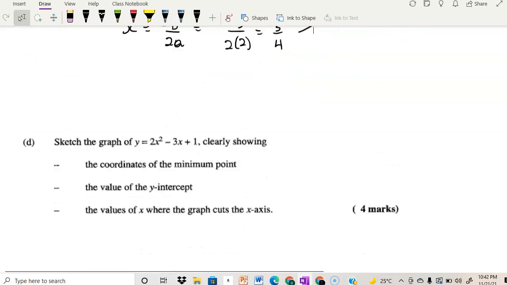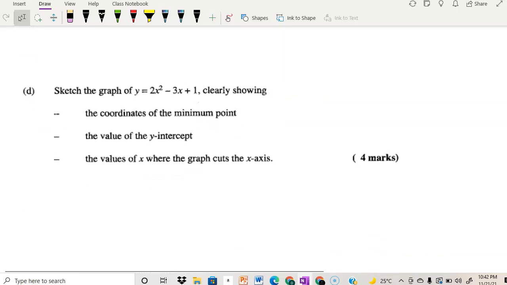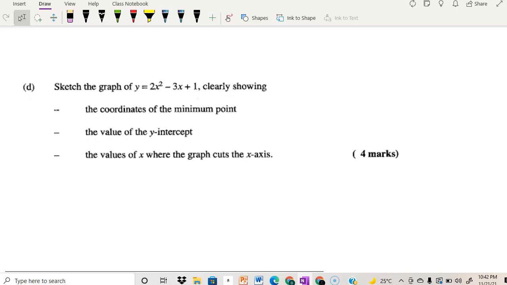Now D asks us to sketch the graph of y equals 2x squared minus 3x plus 1, clearly showing 1, the coordinates of the minimum point, 2, the value of the y-intercept, and 3, the values of x for which the graph cuts the x-axis. In other words, our x-intercepts.